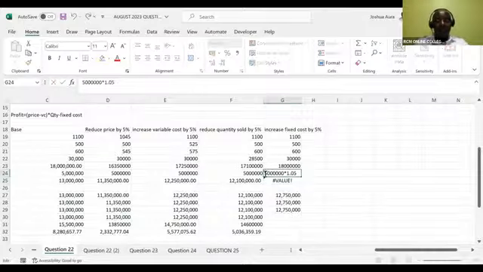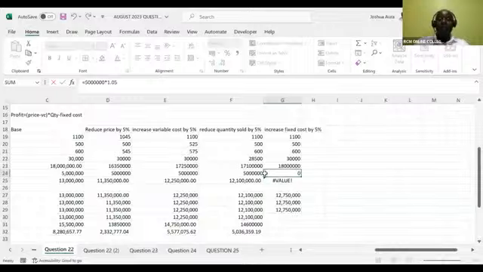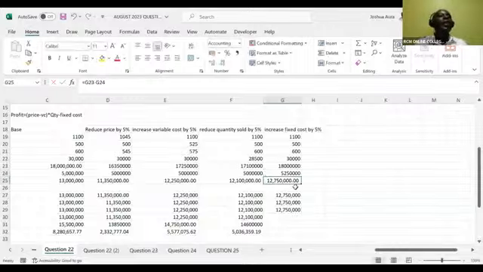Come and type equals there, like that. So we have enter. That is the enter. Then I'm getting this profit. So I need to come and duplicate them here. So year 1, I duplicate the same.